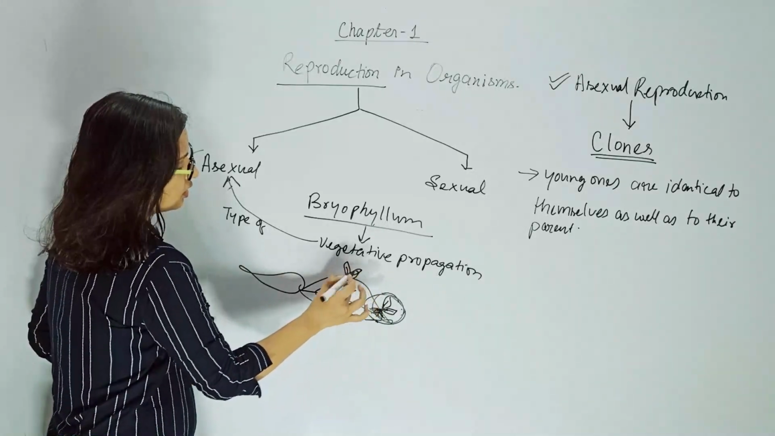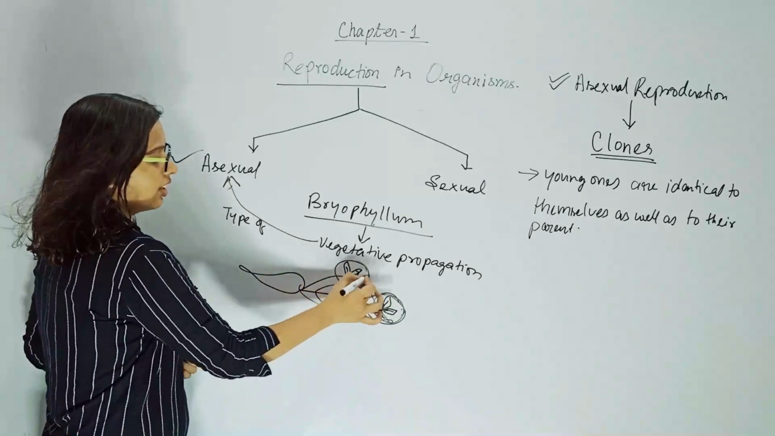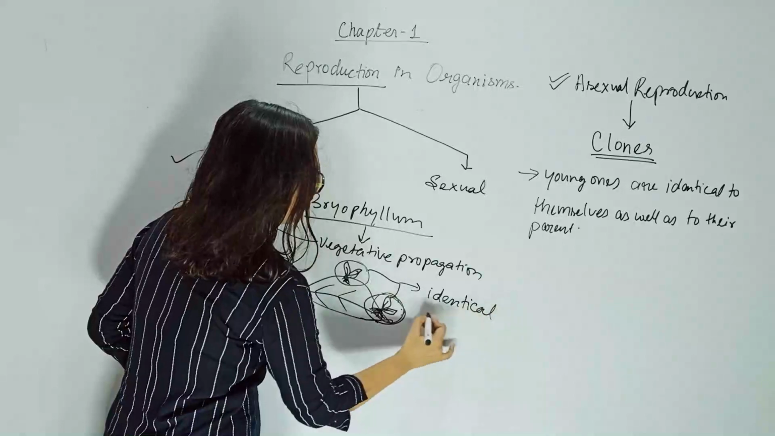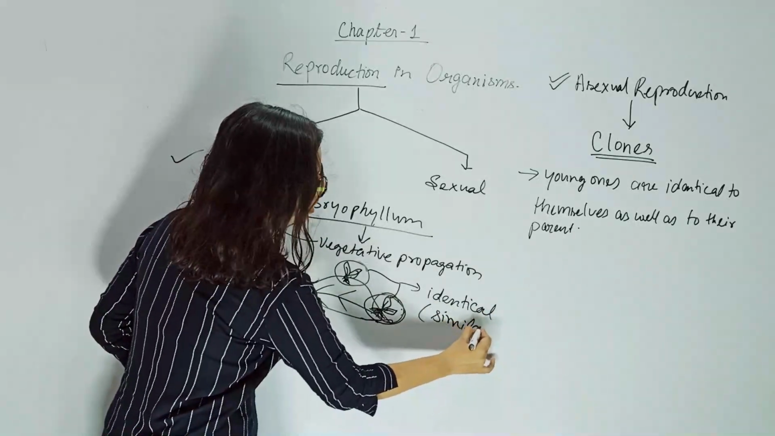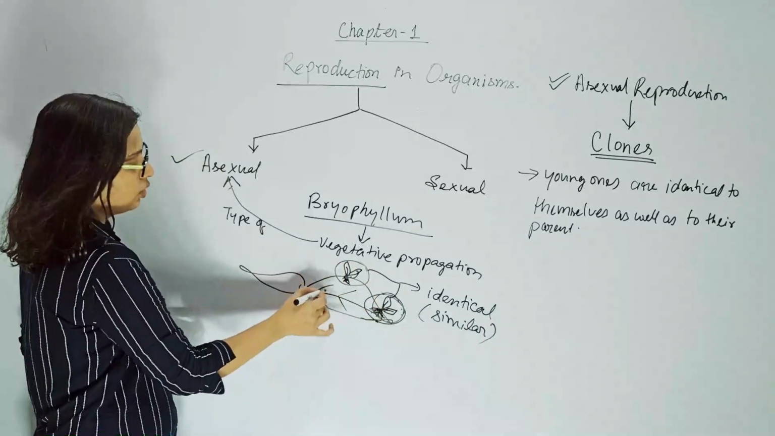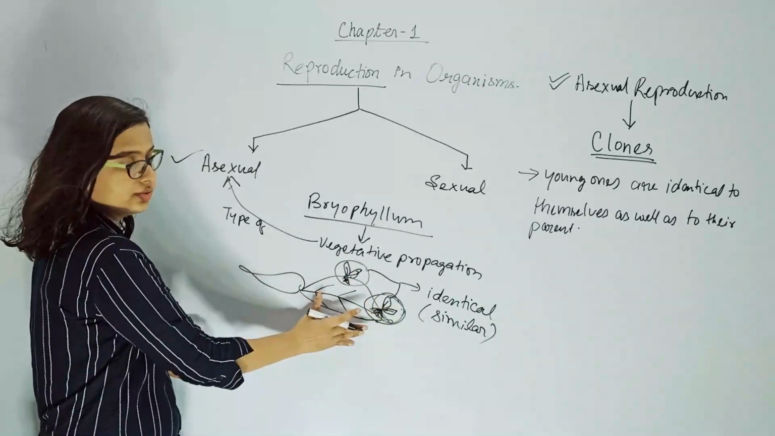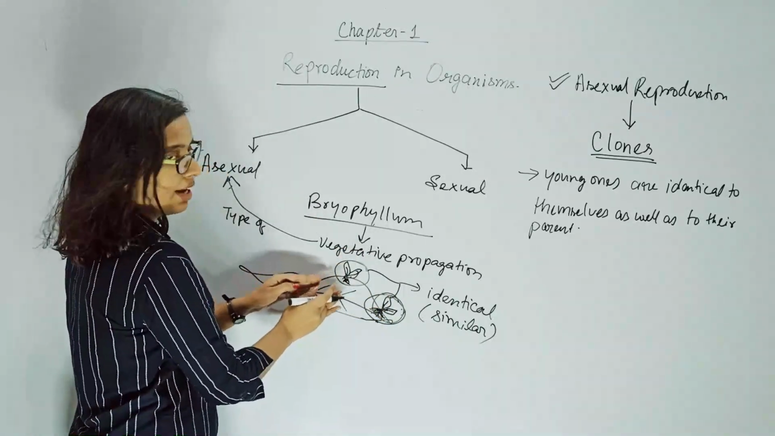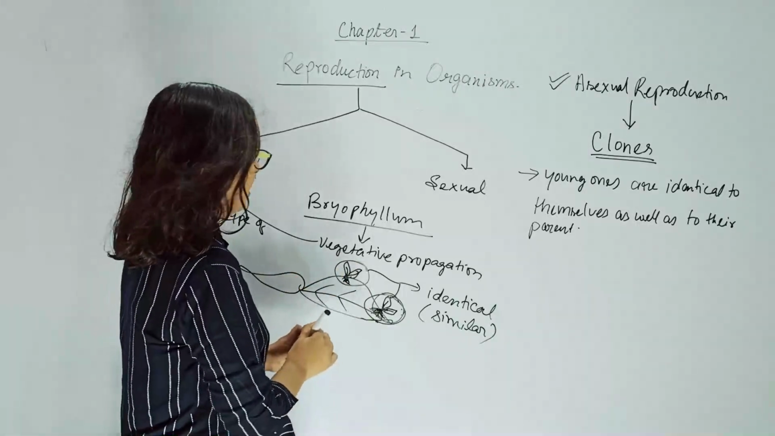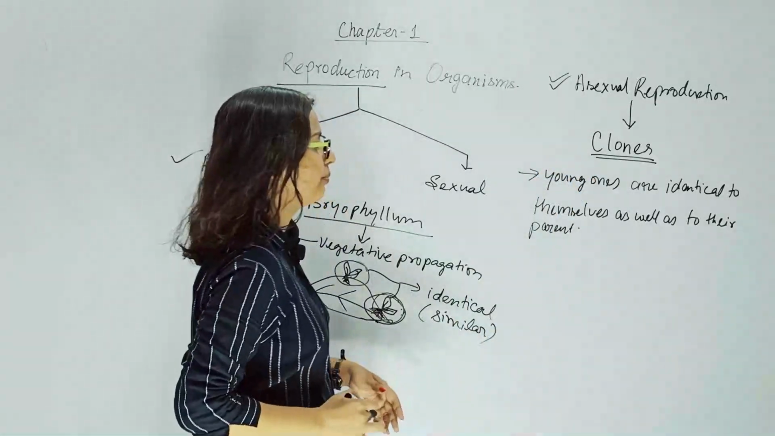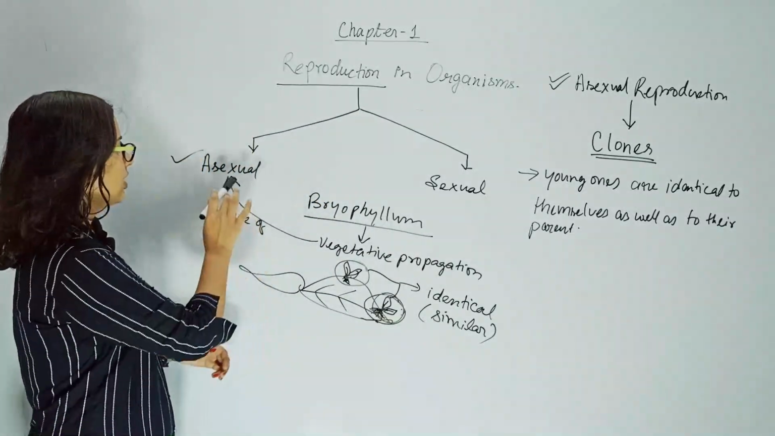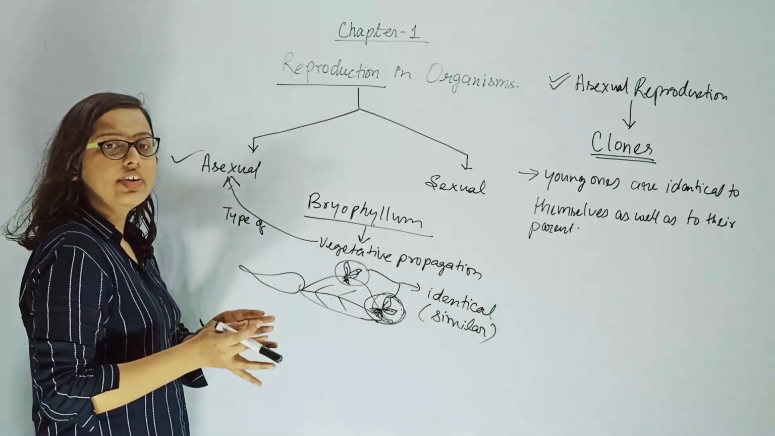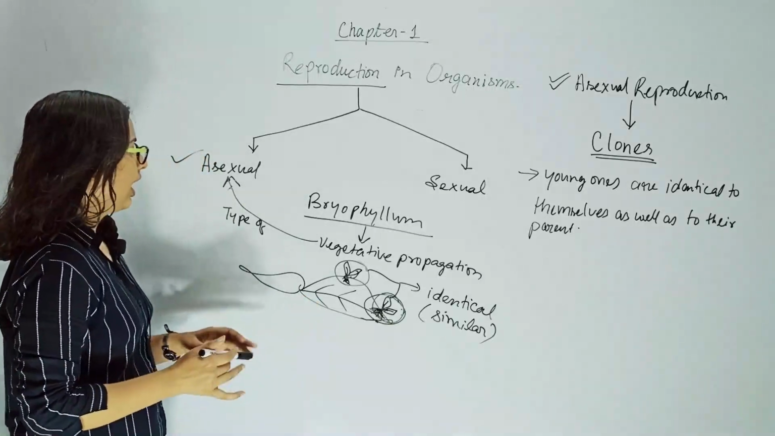So these two progenies will be identical to one another, will be similar to one another, and these two will be similar to this particular parent plant also. So these two, which are similar to one another and similar to the parent plant, are termed clones. One of the features of asexual reproduction is that the offspring produced are identical to themselves as well as identical to their parents, and they are termed clones.